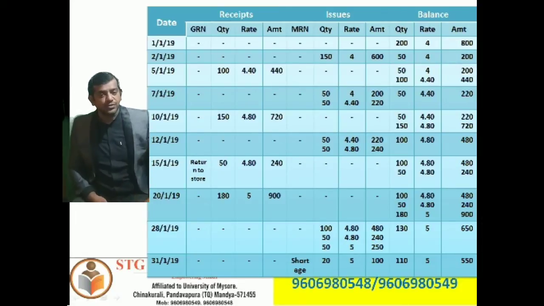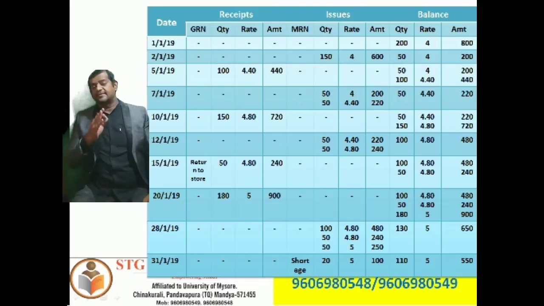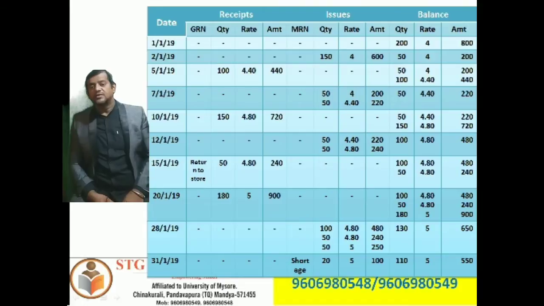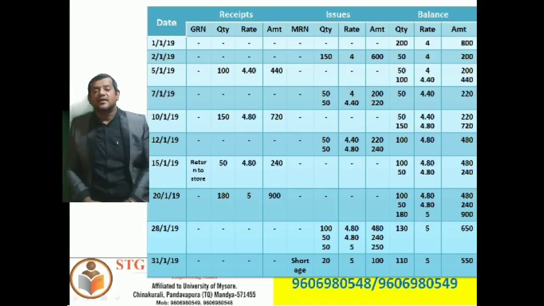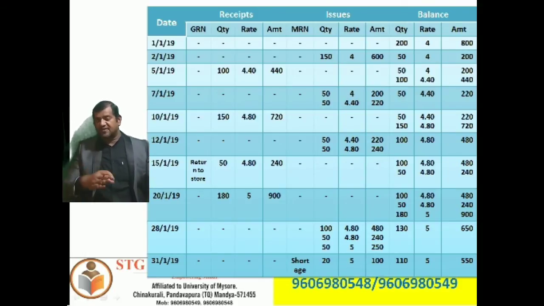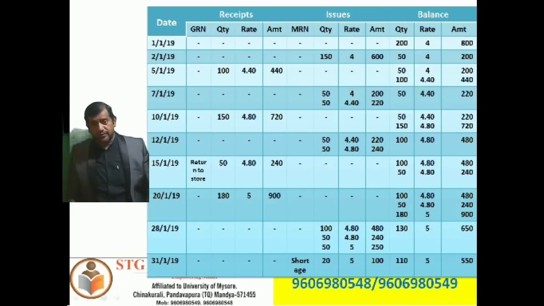On 10/1/2019, 150 quantity has been received. So GRN number nil, 150 received quantity at the rate of 4.80. So amount comes to 720. So MRN nil, quantity nil, rate nil, and amount also nil. So under balance column, 50 units of 4.40, 220 rupees, and 150 units of 4.80, 720 rupees.